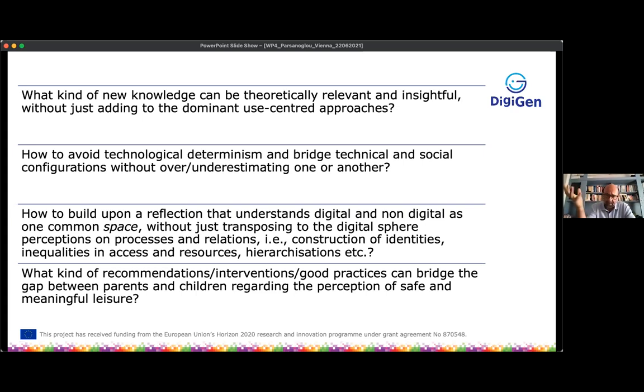And the last question, last but not least, which is really, I don't have any clear answer, I have some insights so far, is what kind of recommendations or even interventions or good practices can bridge the gap between parents and children regarding the perception of safe and meaningful leisure enacted on the digital sphere. There is some distance. Of all the children that we have spoken to, they have talked about interventions at school or discussions with parents about safety threats, etc. But there seems to be a distance in how they define threats and safety. Thank you very much.